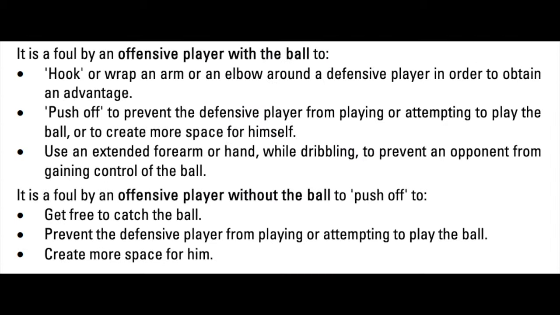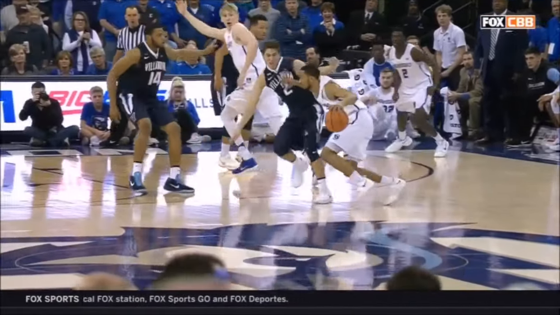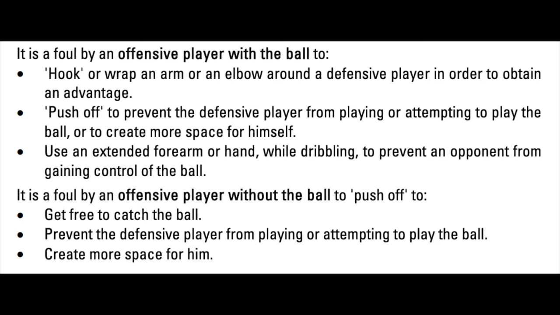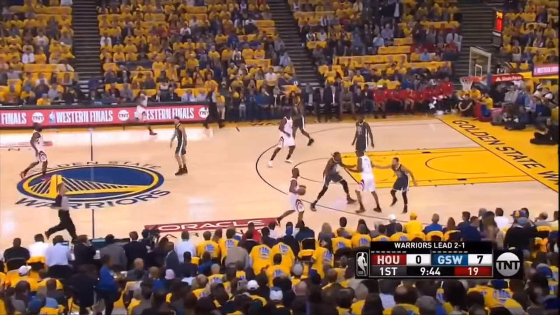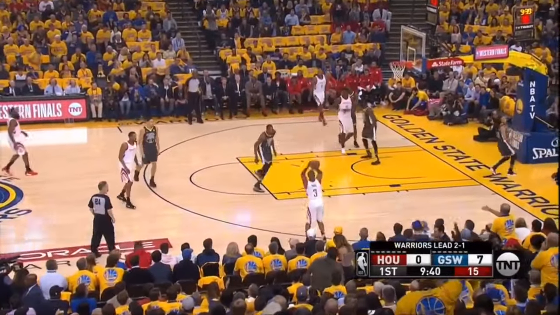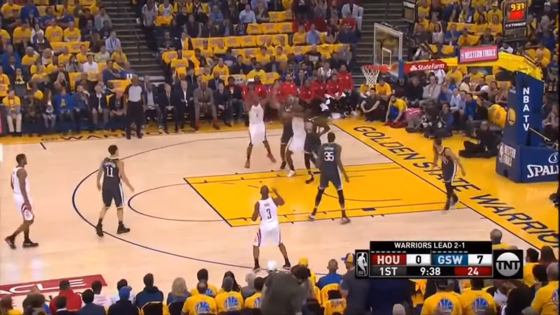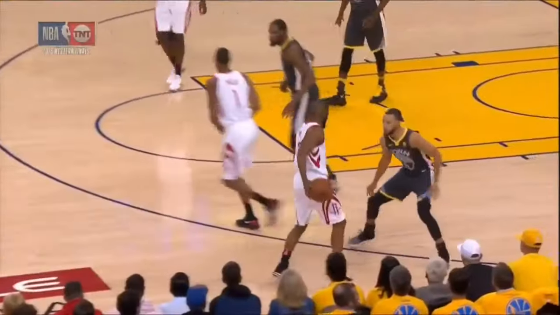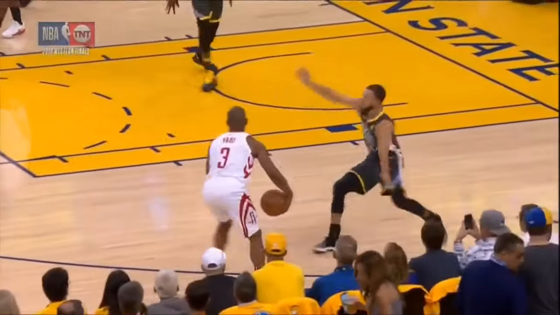A push off, we've seen this in a couple of my videos and a lot of players know about it. It prevents the defensive player from playing or attempting to play the ball and or to create more space for themselves. So I attack, you're with me, I hit you with an armbar or extended arm, which pushes you back off balance, gives me enough separation to get a clean open look at the rim. That's just creating yourself some space or stopping the defender from playing the ball.